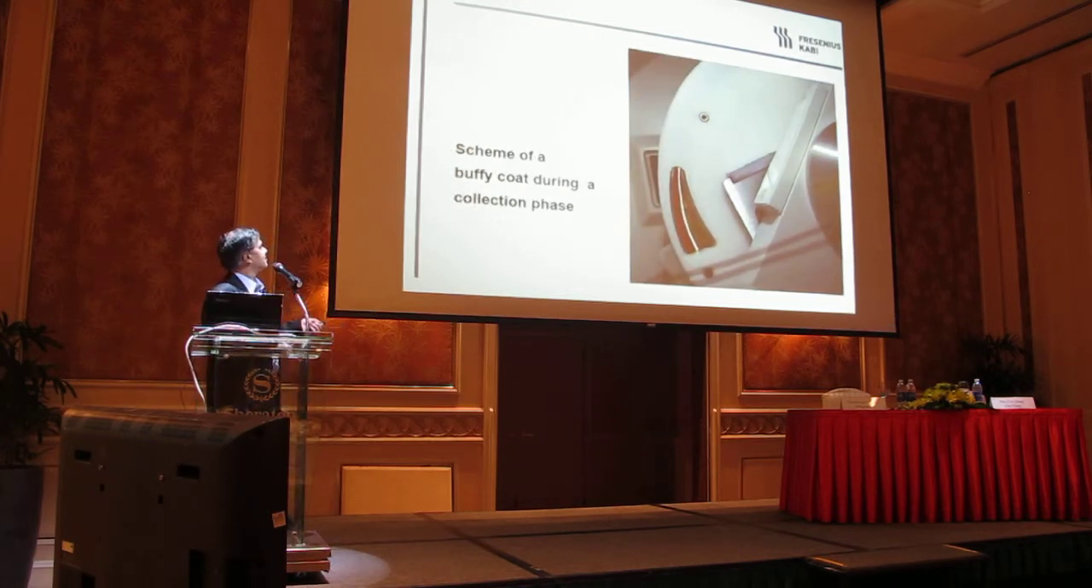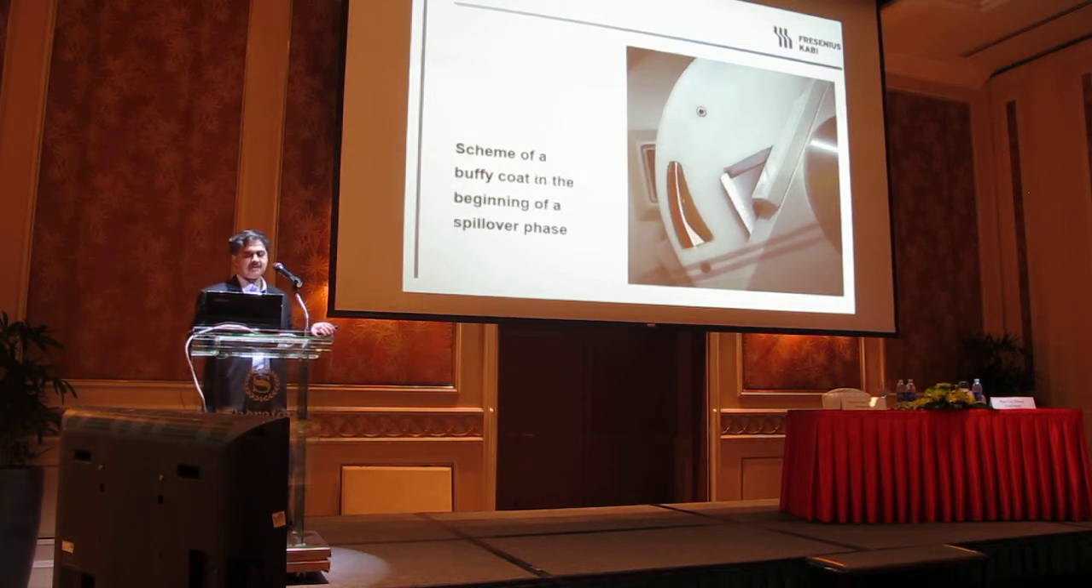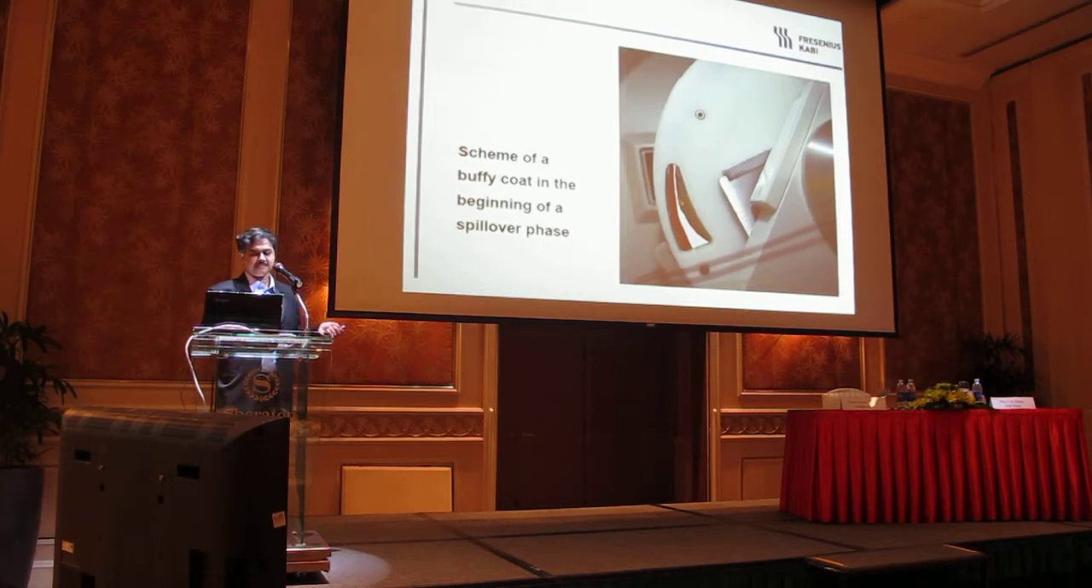Then you have the buffy coat formation during a collection phase. The buffy coat is forming. Then the buffy coat at the beginning of the spillover phase. So the buffy coat has started moving out. So that is the spillover phase. It's supposed to come out through the spillover line. This is how the buffy coat is moving ahead.